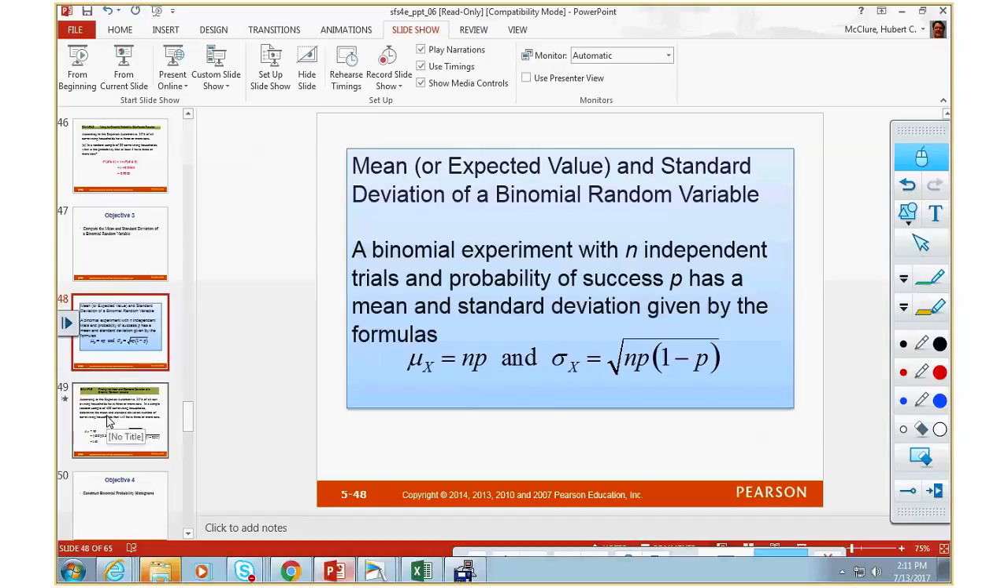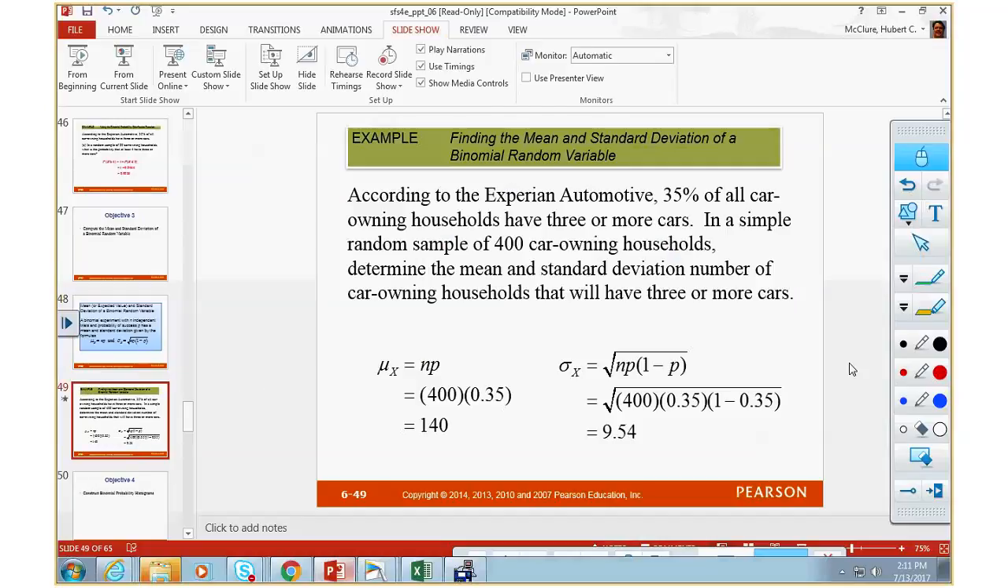Here's the example. According to Experian Automotive, that should be according to Experian Automotive, should it not? 35%. Of all car owner households, in a simple random sample of 400 car owner households, determine the mean and standard deviation of car owner households.